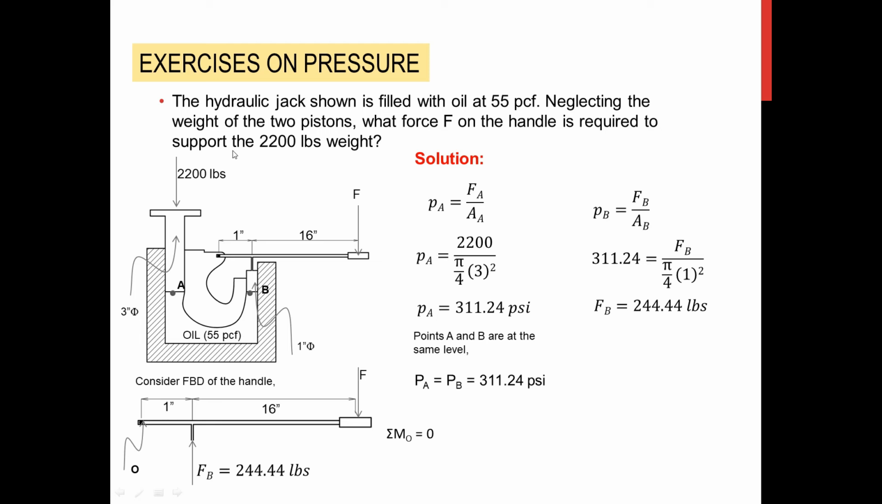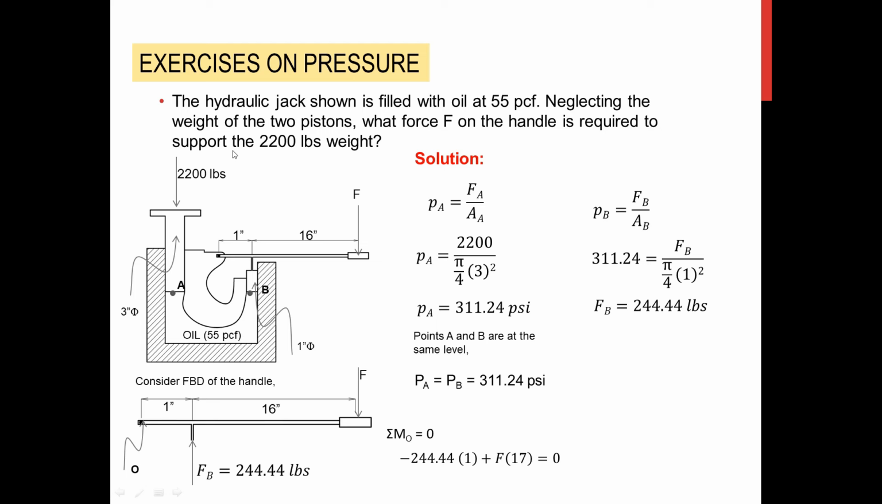Having these two, a 1 inch distance and a 16 inch distance from F to the pin, we can utilize those distances in taking moments. So FB will have a counterclockwise direction. Therefore, that will be denoted by a negative sign: negative 244.44 times the moment arm of 1.